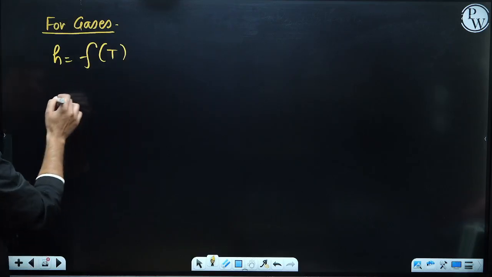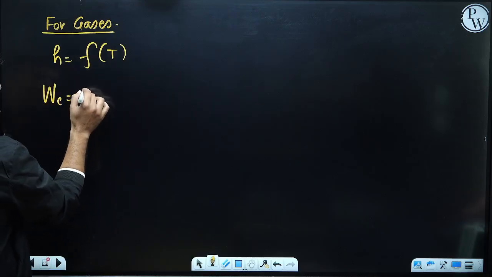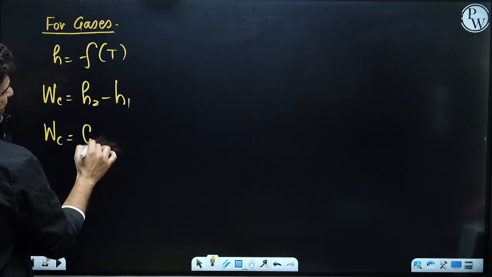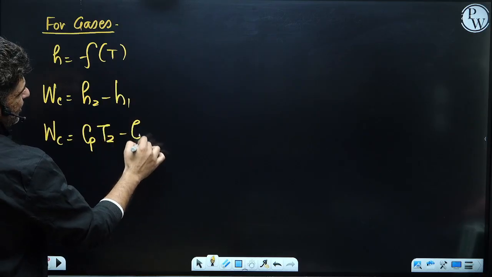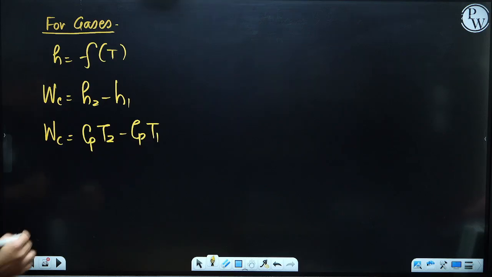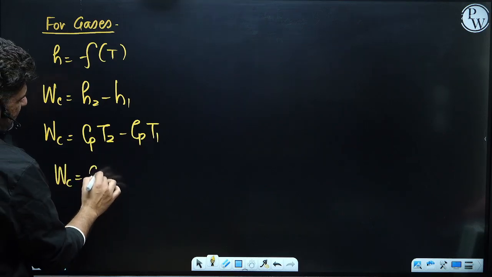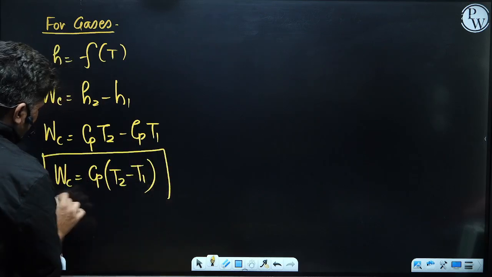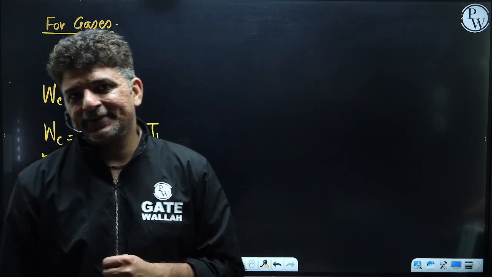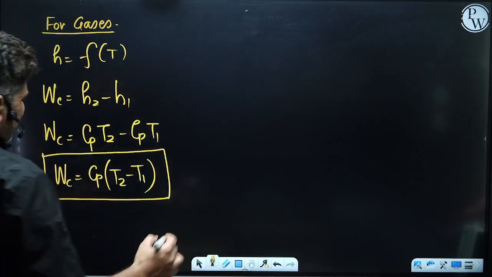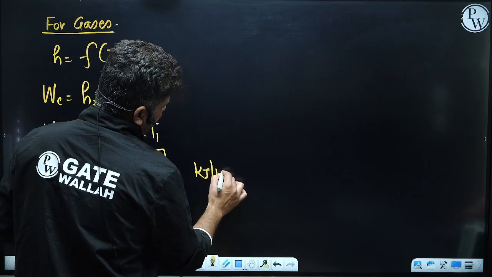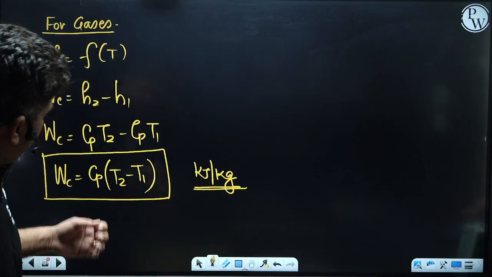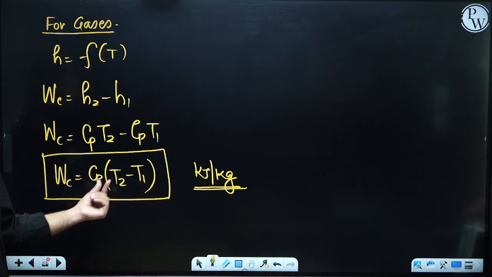So if enthalpy is a function of temperature only, then we can write work of compressor is equal to H2 minus H1. And the relation is H2 is equal to Cp into T2, H1 is Cp into T1. So from here you can write work of compressor will be equal to Cp into T2 minus T1. This is the work which is required in the compressor, and the unit of this work will come out to be kilojoule per kg. So the work required per kg would be in kilojoules. Okay, Cp into T2 minus T1.